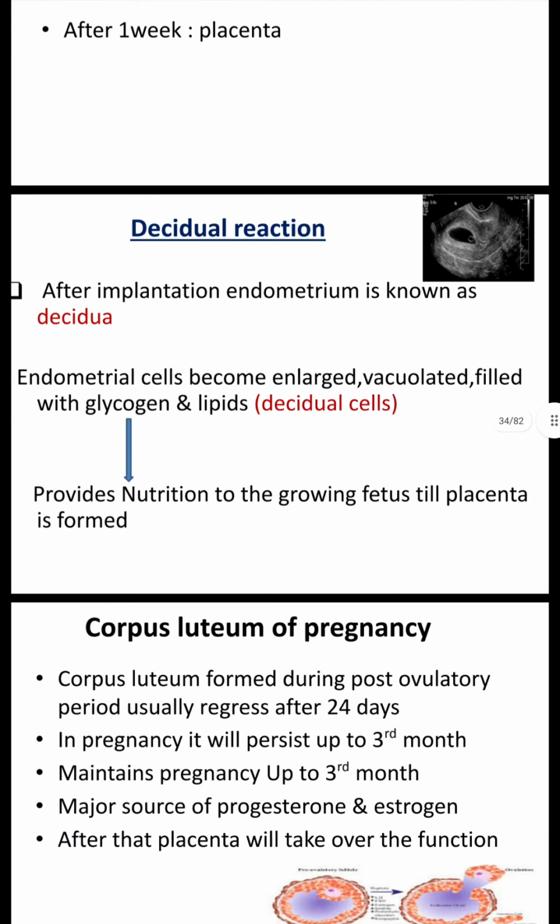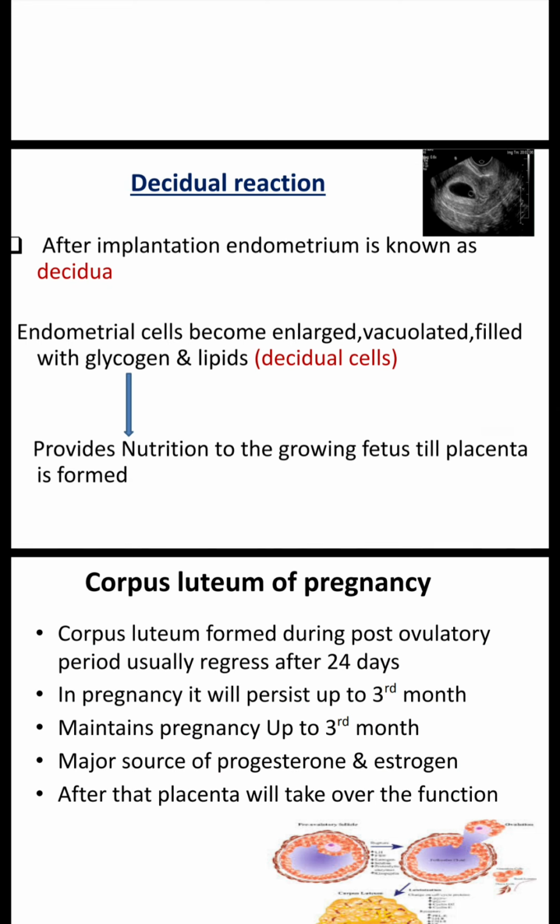The decidual reaction. After implantation, the endometrium is known as decidua. Endometrial cells become enlarged, vacuolated, filled with glycogen and lipids, and these cells are now called decidual cells. They will provide nutrition to the growing fetus until the placenta is formed. So till the formation of the placenta, this decidua will provide nutrients.